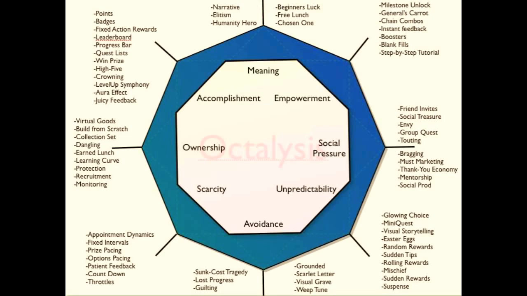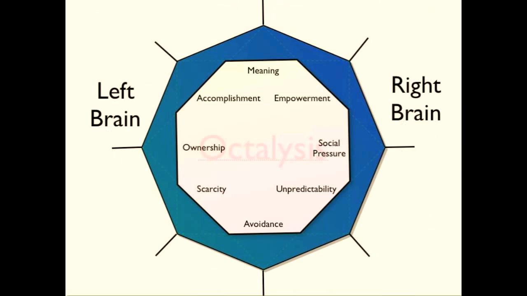But there's more. If you look at all the core drives and you kind of feel a pattern within it, you'll notice that the core drives on the right side of the octagon shape are the right brain core drives, which are the ones that control more social elements, creativity, and the like. Whereas the ones on the left are left brain core drives, which are more about calculations, ownership, figuring things out.